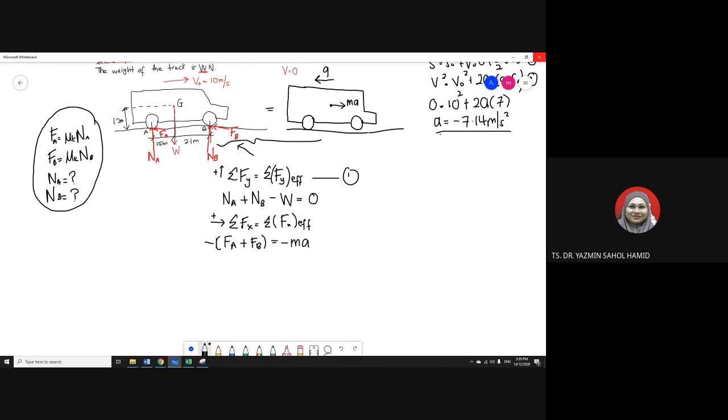So how are we going to solve this problem? If you notice FA, what is the equation for FA? It is mu K N. Am I right? Yes. And what is mu K N? Mu K N is equal to mu K mg, right? Because the normal force is the same as the weight. Do you get that? Are you with me?